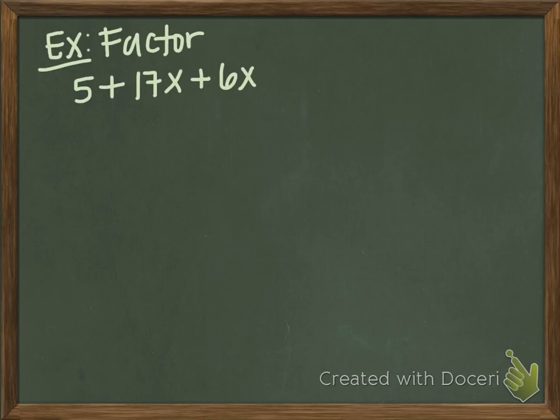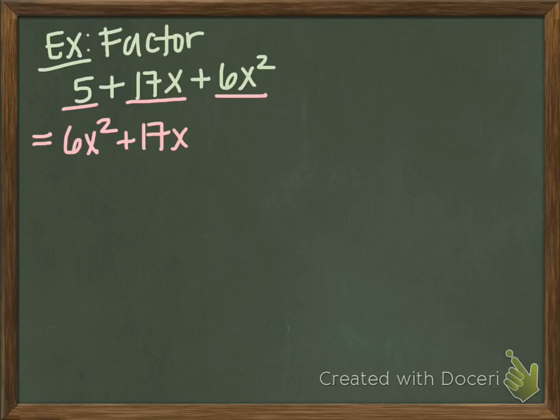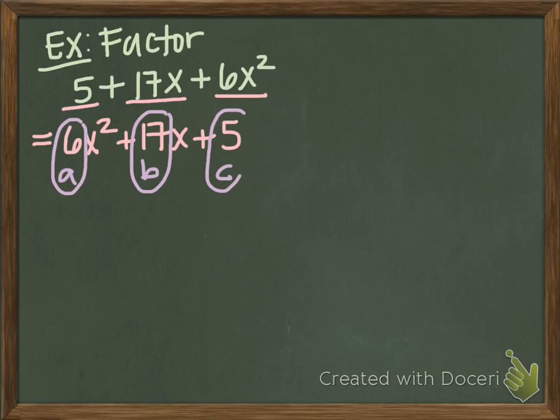Okay, so I'm just going to rewrite it. I'm going to put my x squared term first, so 6x squared. My x term second, so plus 17x. And then your constant always goes at the end, plus 5. Now I can correctly identify my a, my b, and my c. So my a is 6, my B is 17, and my C is 5. Sometimes you will have to do this, so just be careful.